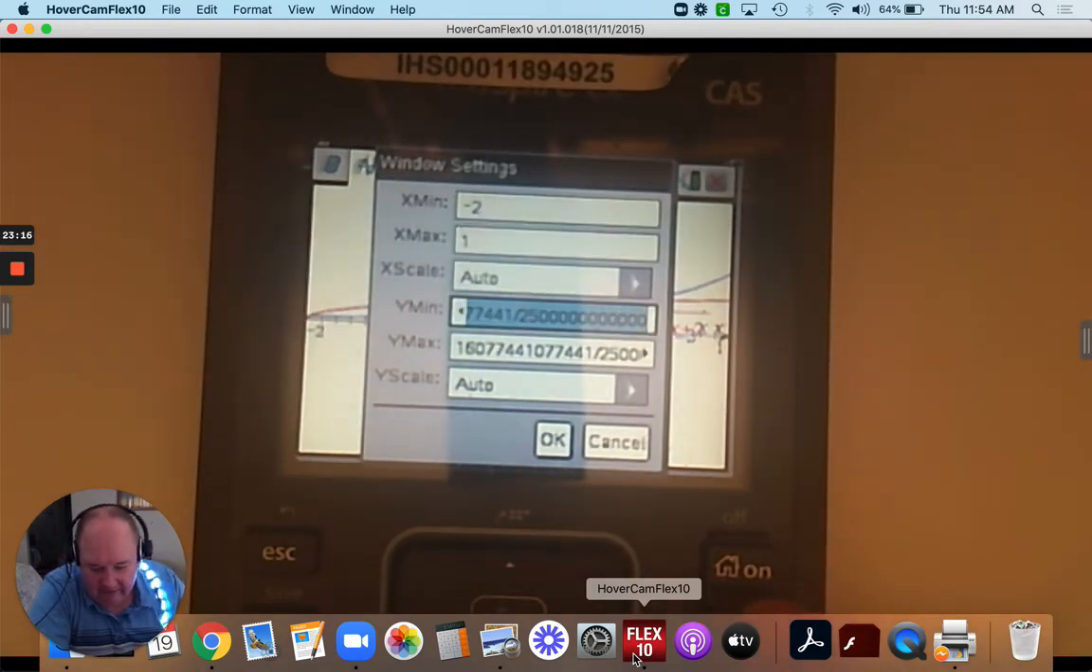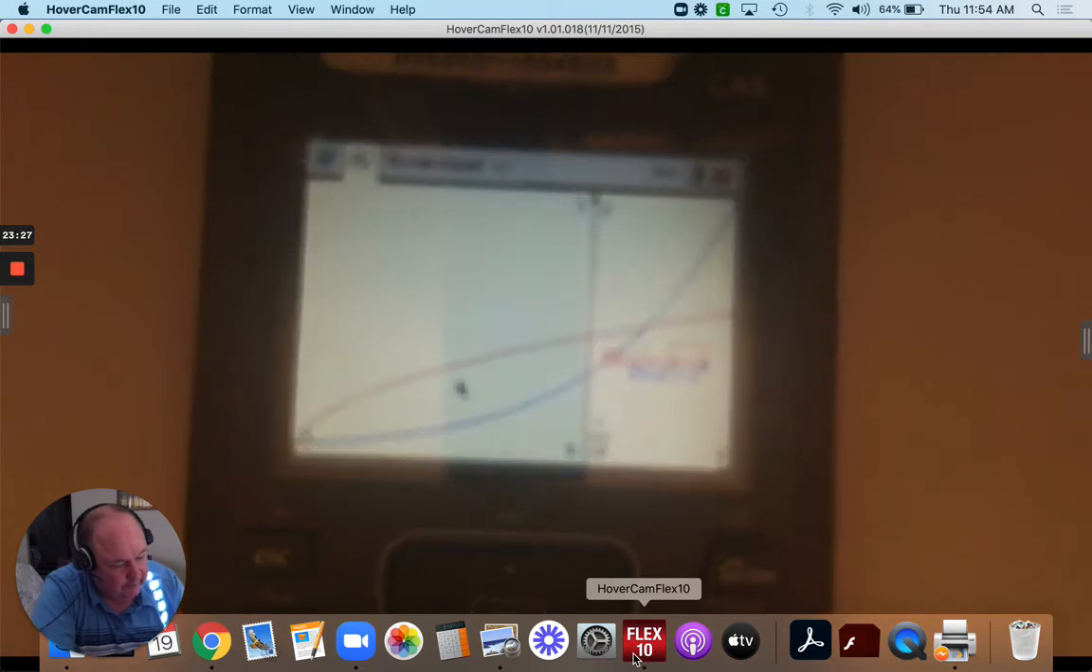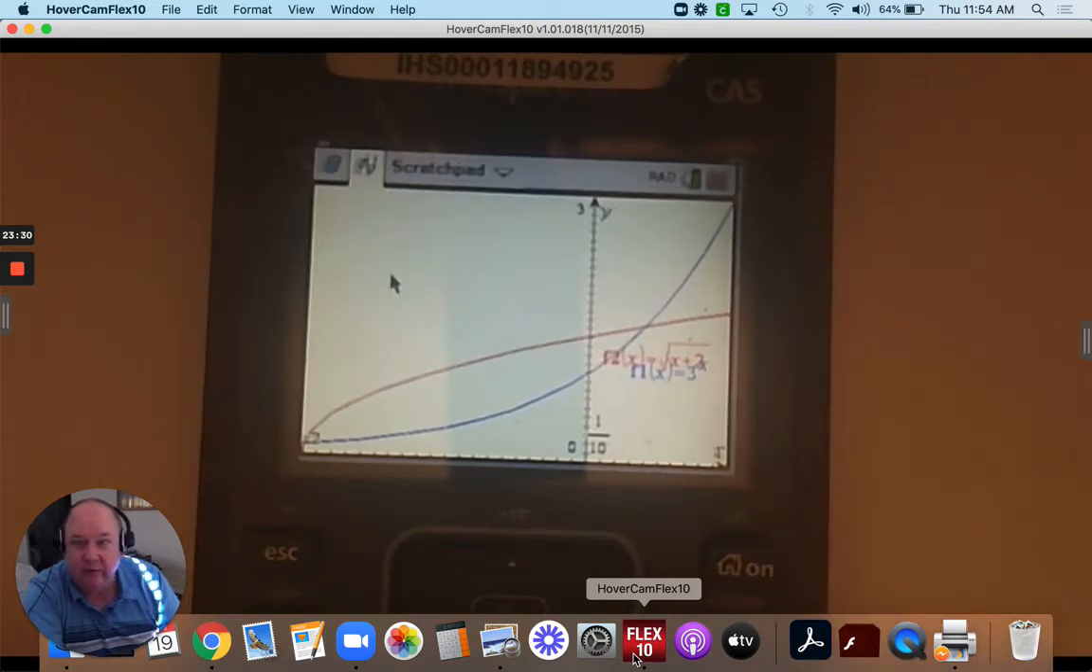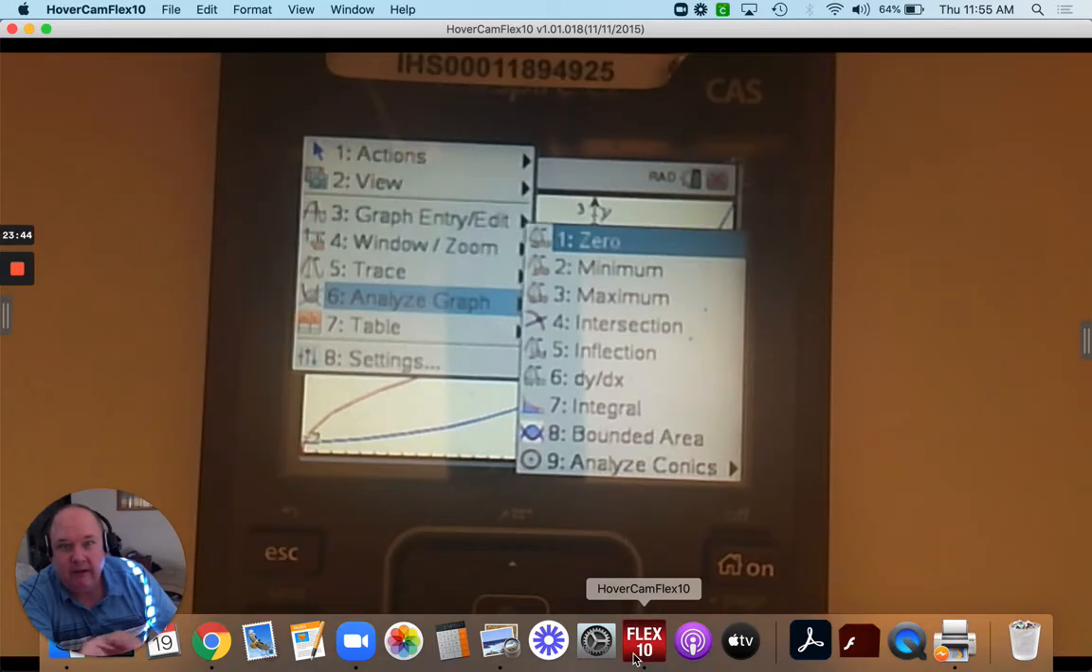So when I plug it in, I think that's a good window there. So you can see the window pretty good right there. And that you can see the red is above the blue. How do you integrate off the graph? You press menu. And then do you see the analyze button, number 6? And then you can see bounded area. That's number 8.